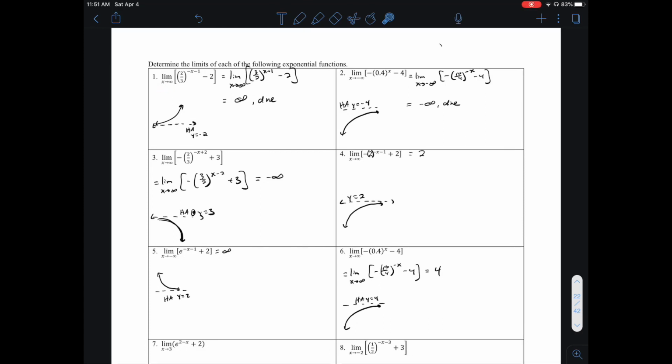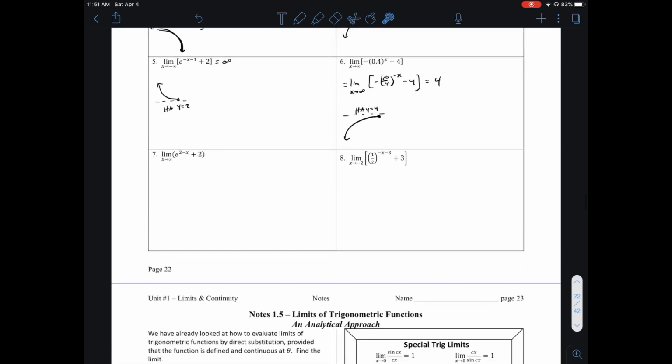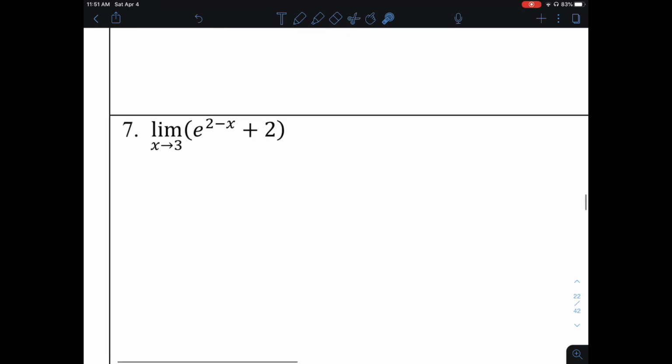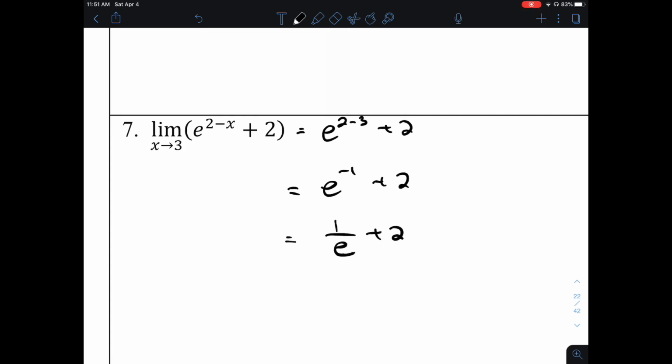Question 1, x is approaching infinity. 2, negative infinity. 3, infinity. 4, infinity. 5, negative infinity. 6, infinity. These are all talking about end behavior. Number 7 asks no such thing about end behavior. We can just use direct substitution for this. This is going to be e to the 2 minus 3 plus 2. It's going to be e to the negative 1 plus 2, which we could write as 1 over e plus 2.